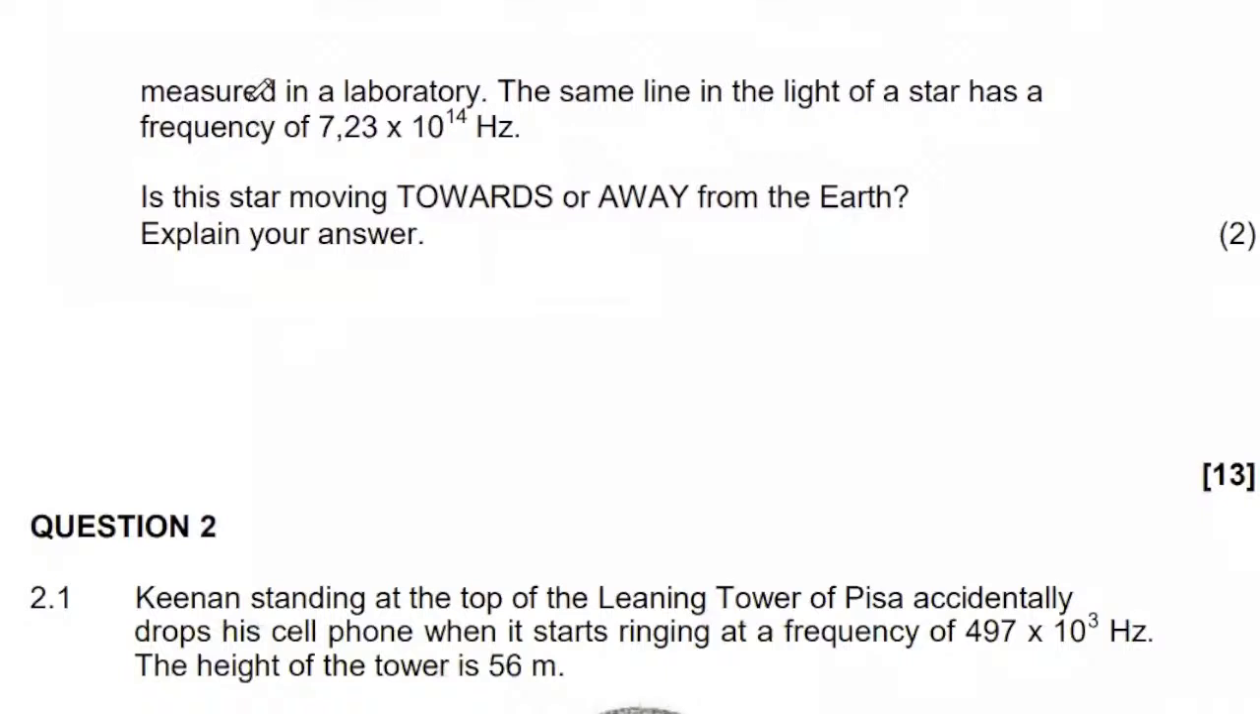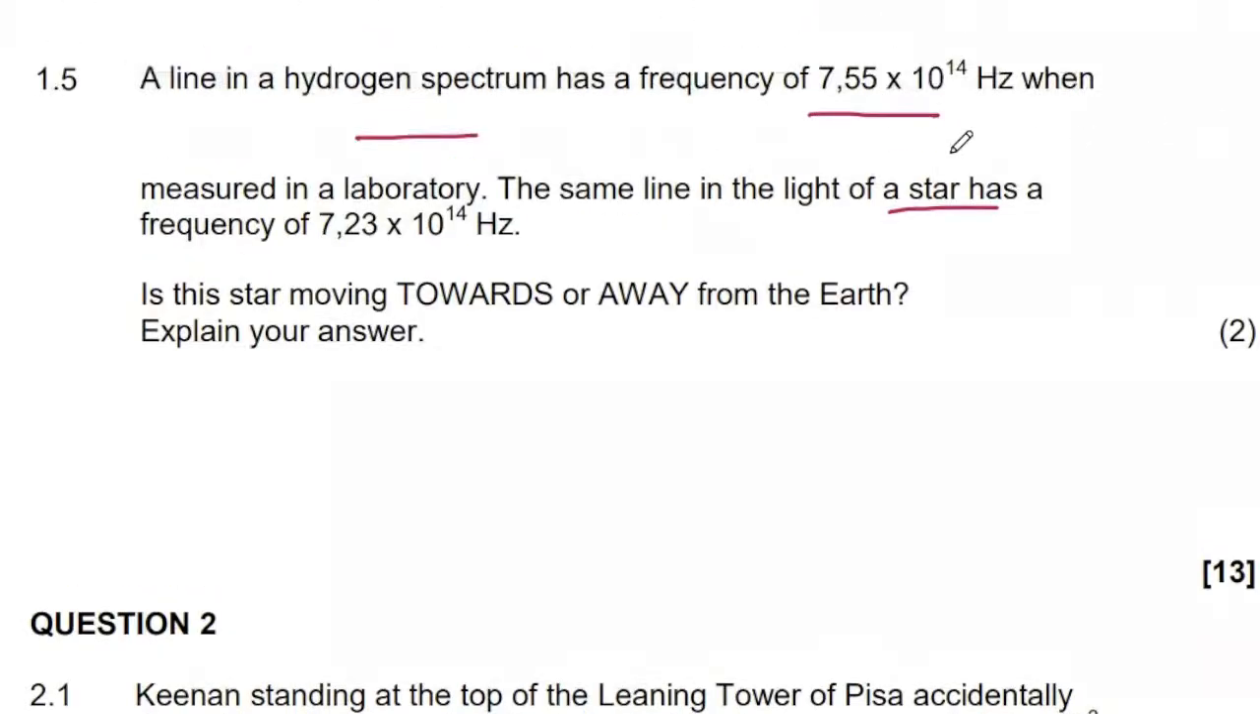Then 1.5: a line within a hydrogen spectrum has this frequency when it is measured within the laboratory. But the same line in the light of a star has a frequency of 7,23. Then the question is: is the star moving towards or away from the Earth?